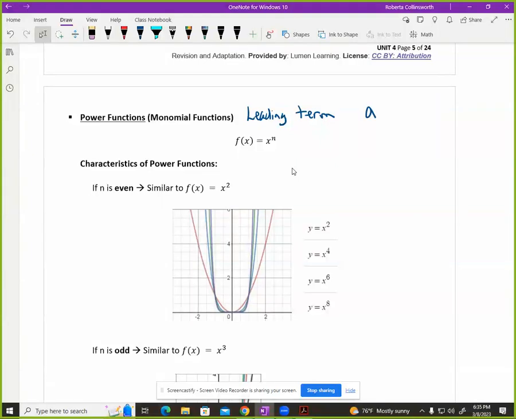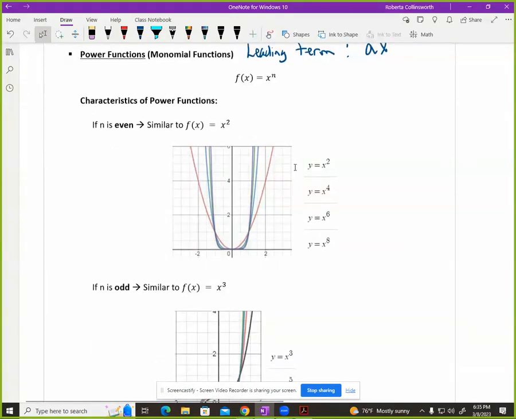I'm going to remind you that it's a times x to the nth power. So whatever this is and whatever this is, if that's our leading term, then n is our highest degree. This is my leading coefficient, and that comes from our leading term.